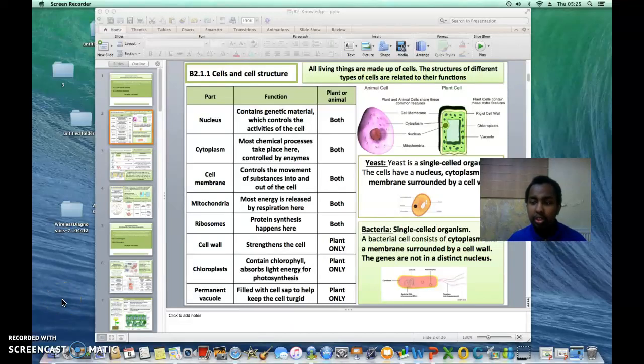Today we'll study the structure of the cell, the different parts of the cell and their functions, and the differences between plant cell and animal cell. We'll study a little bit about bacteria and yeast. This is the picture of the animal cell, this is the picture of the plant cell.